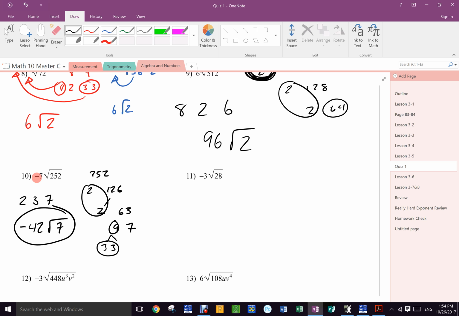Okay? So, 28 is what? 4 times 7, right? What's the square root of 4? 2. So what's coming out? 2. What was already out there? 3. What's 2 times 3? 6. And we need it to be negative. What did we leave under there? 7. Okay?